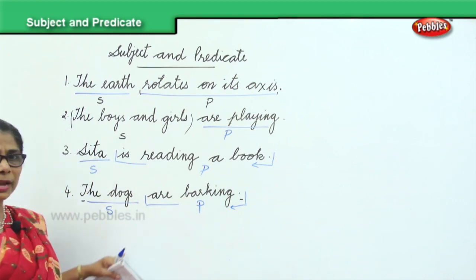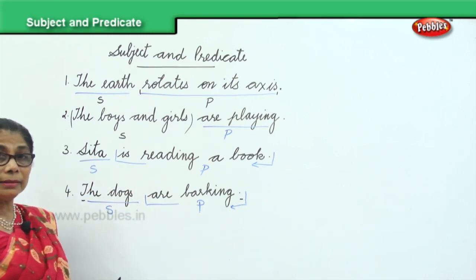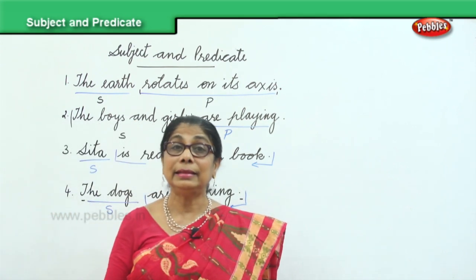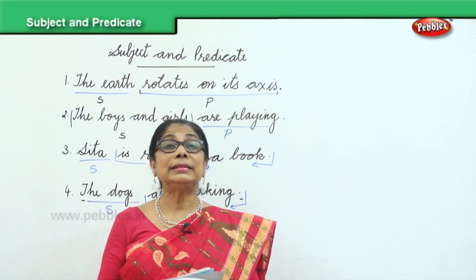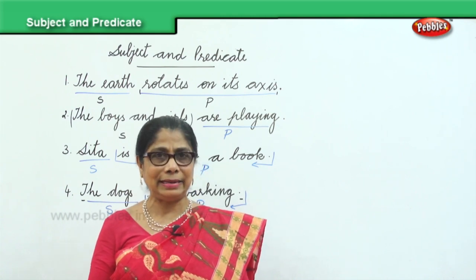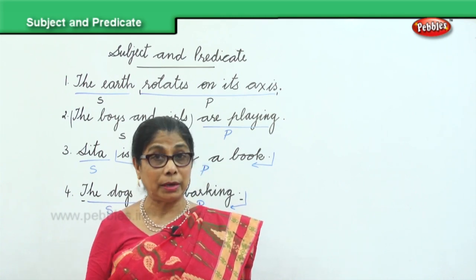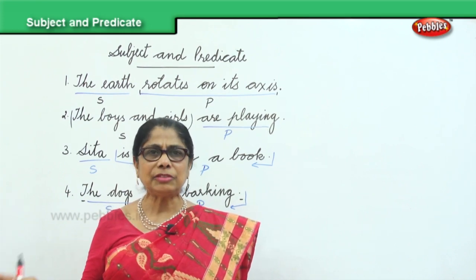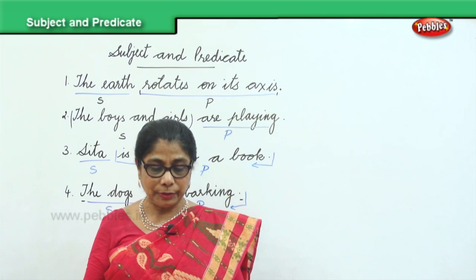The last sentence we have, the dogs are barking. The dogs are the subject, and are barking is the predicate. So a sentence, a complete sentence, has two parts, a subject and a predicate. It begins with a capital letter and it ends with a full stop.